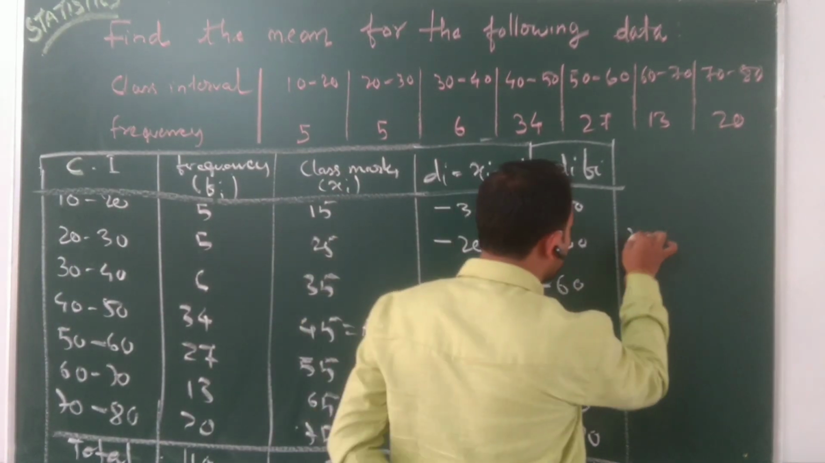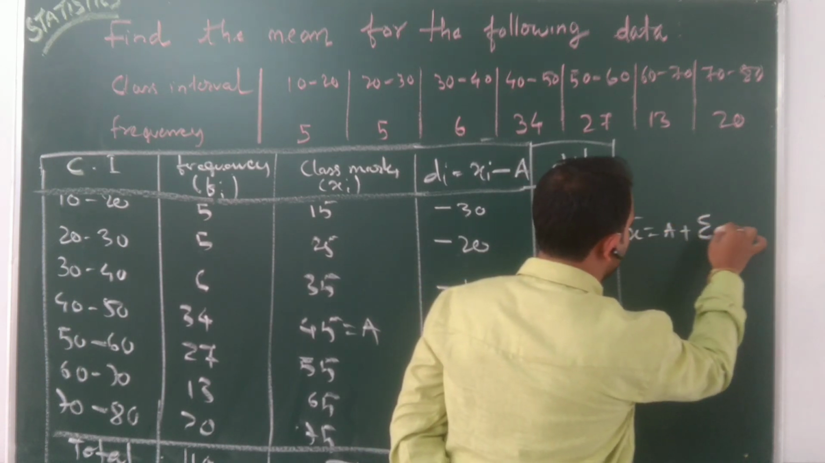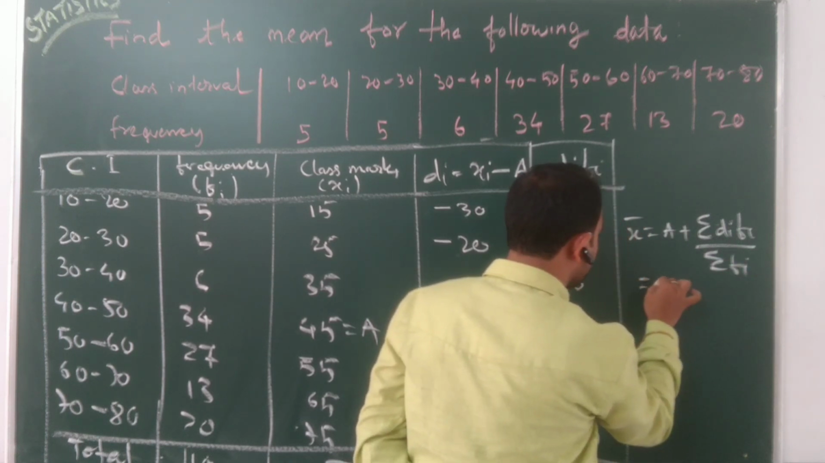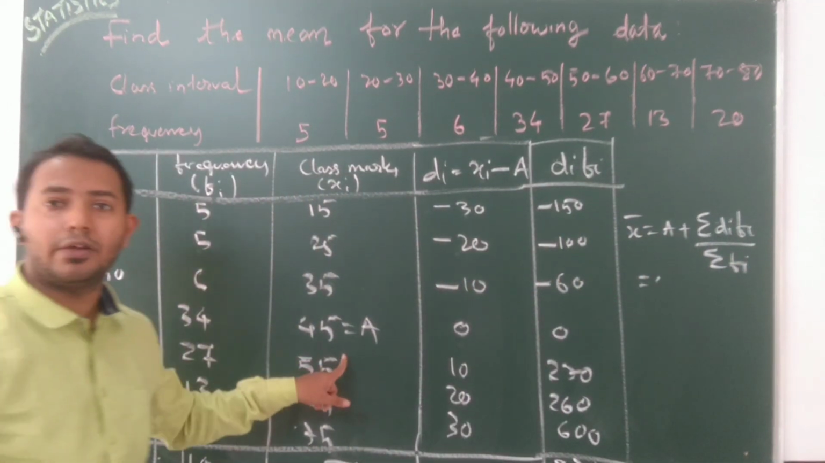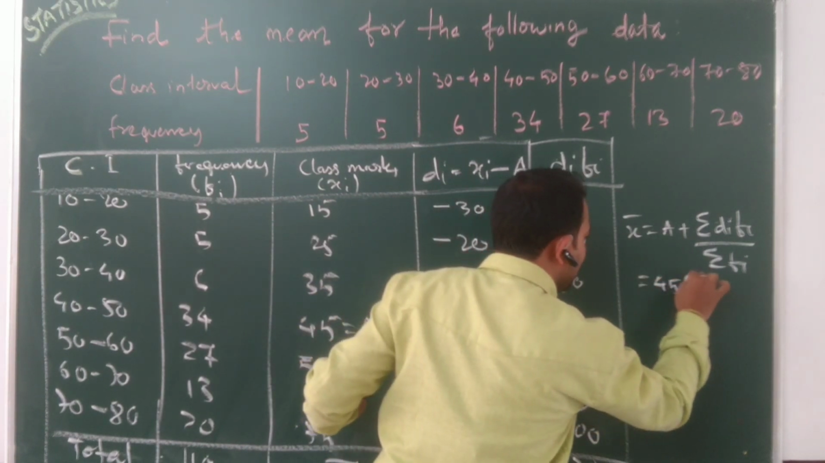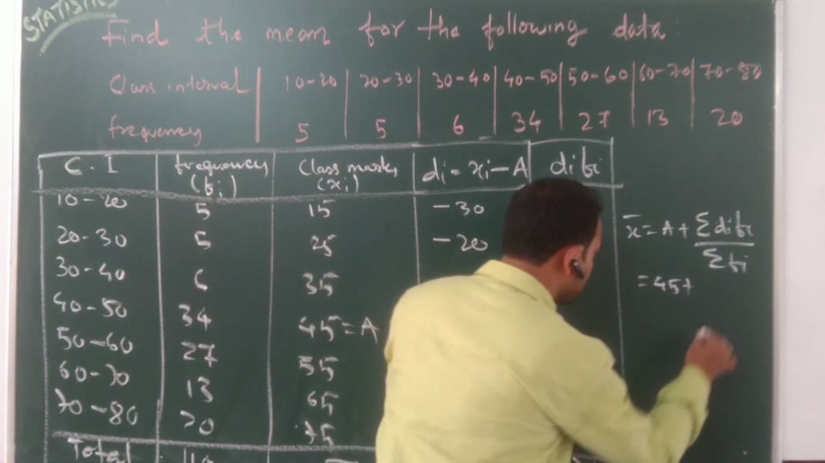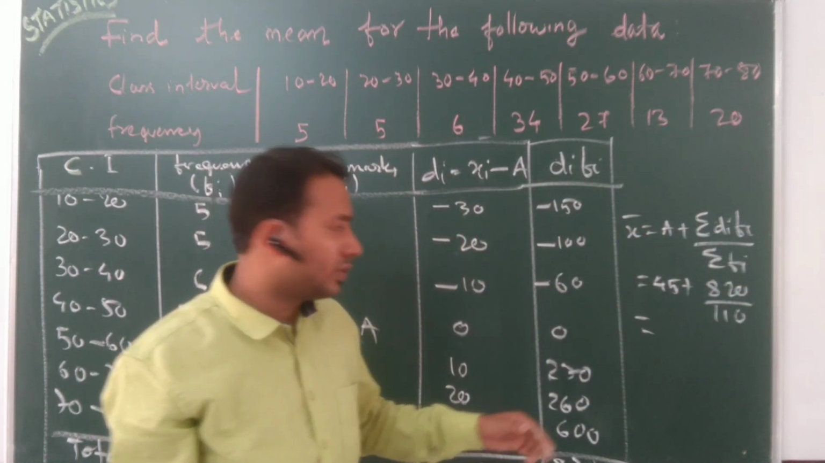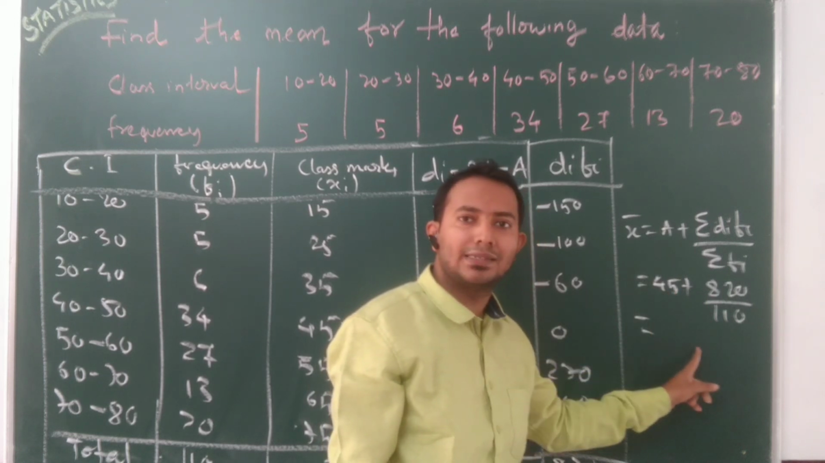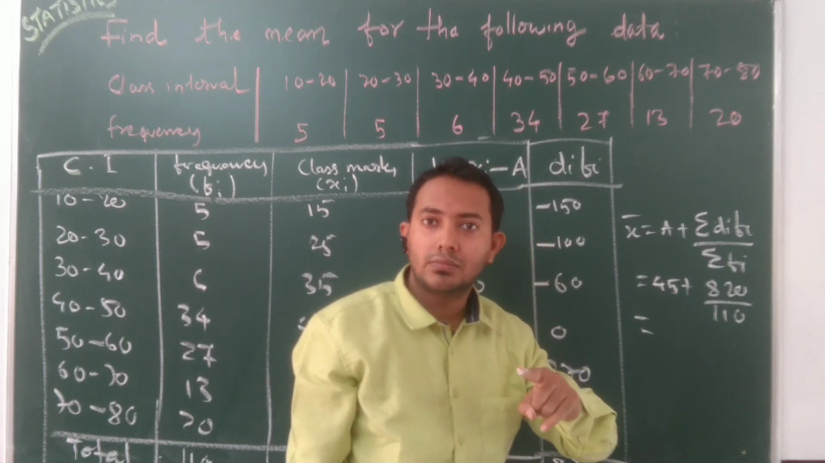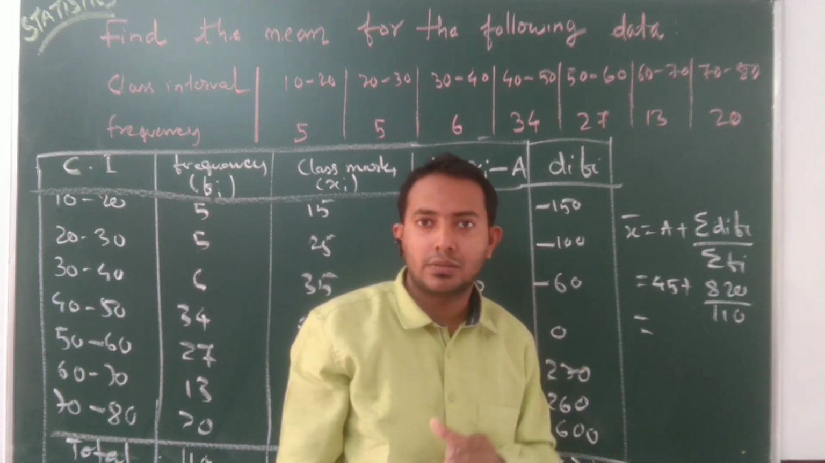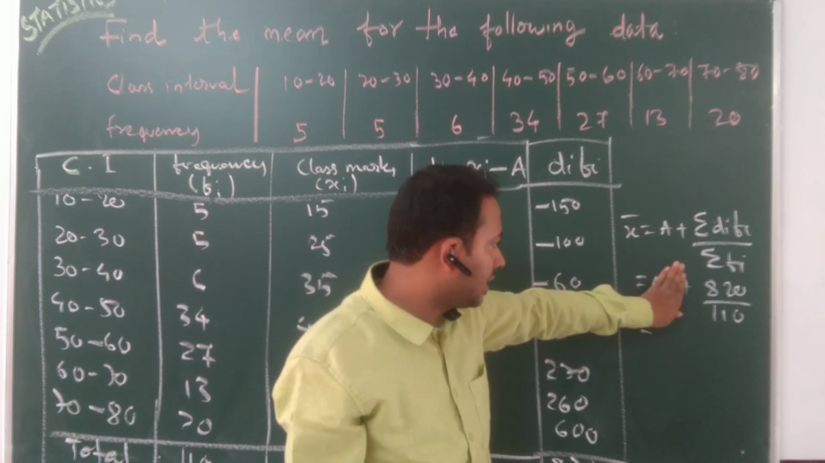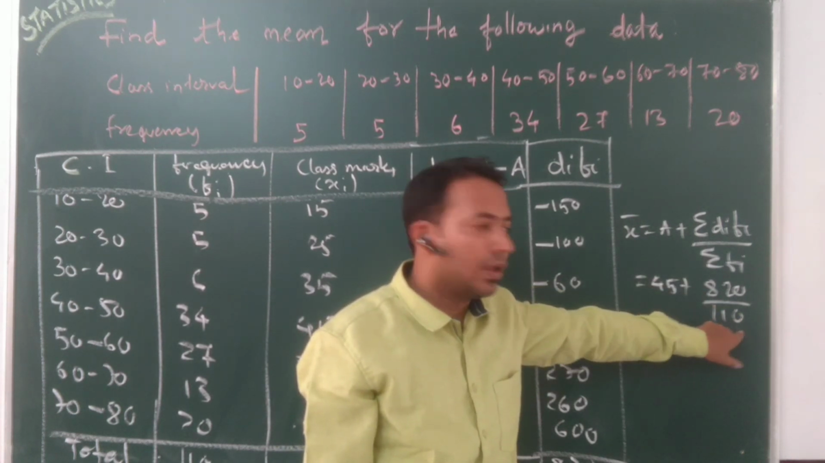Now the formula is what? A plus summation di fi by summation fi. Now substitute the value. A is 45, you need to take it here. Plus di fi is 820 by 110. Remember, many students just multiply here, taking the LCM and doing that. Error is maximum. So to minimize your error, do not interfere with 45. Just keep it like that. Find a value for this one.